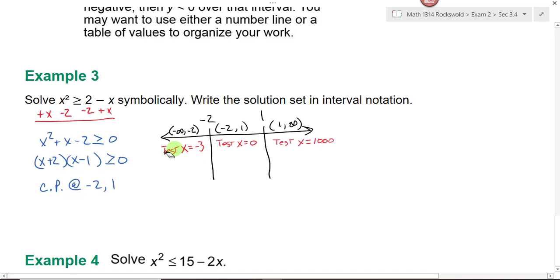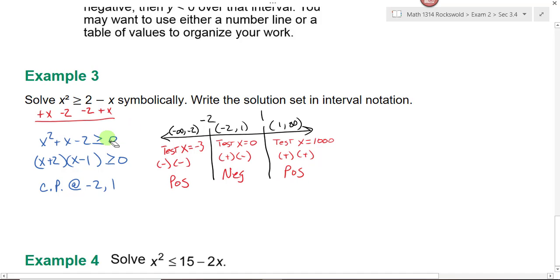So I'm going to plug in a -3 into each of these factors. -3 plus 2 is negative, and -3 minus 1 is negative, and a negative times a negative is positive. Go to the next interval and we plug in a 0. 0 plus 2 is positive, 0 minus 1 is negative, and a positive times a negative is negative. Go to the next interval. 1,000 plus 2 is positive, 1,000 minus 1 is positive, so the whole interval is positive.